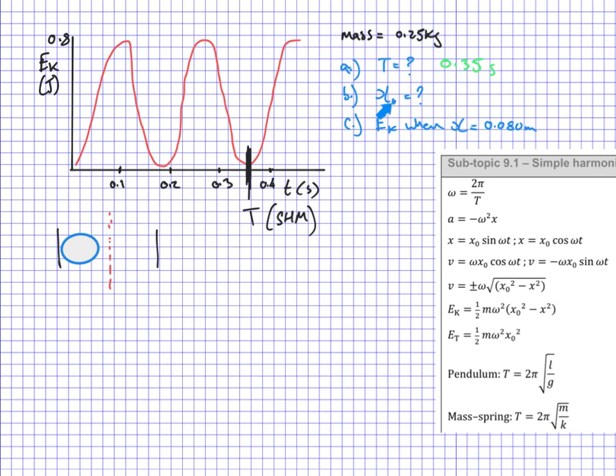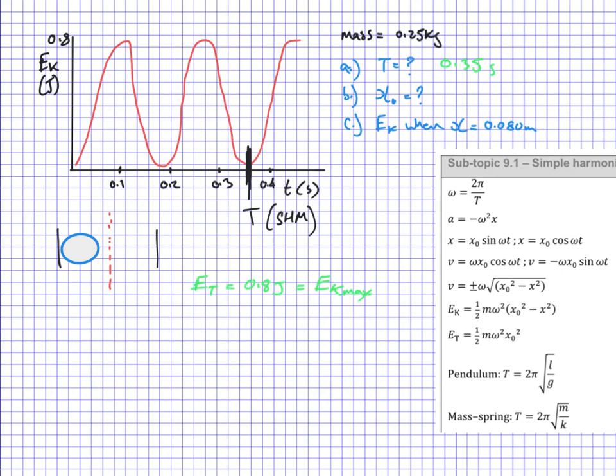Alright, so part B, we want to know the maximum displacement, and I actually forgot to include some information previously, so I've added it in. It's this maximum energy. So the maximum kinetic energy when it's going through the equilibrium position is 0.8 joules. So we can say a couple of things about that in order to get our maximum displacement. I'm going to go ahead and say that the total energy is going to be 0.8 joules. Okay, that's the maximum energy available, and that's equal to the EK max.